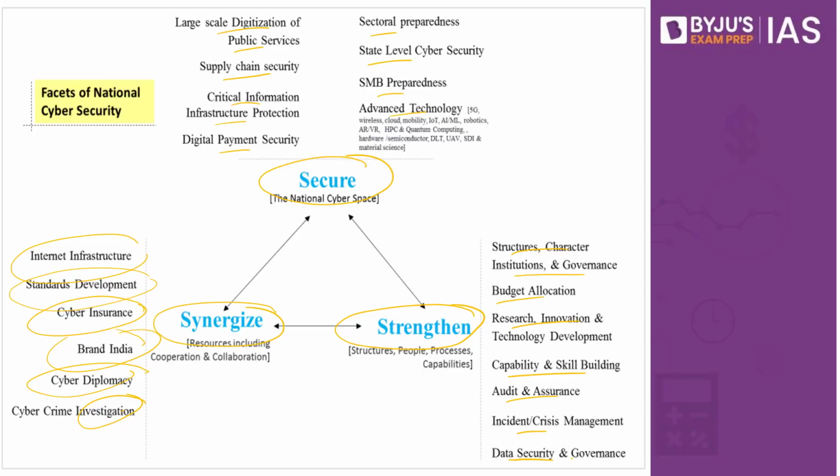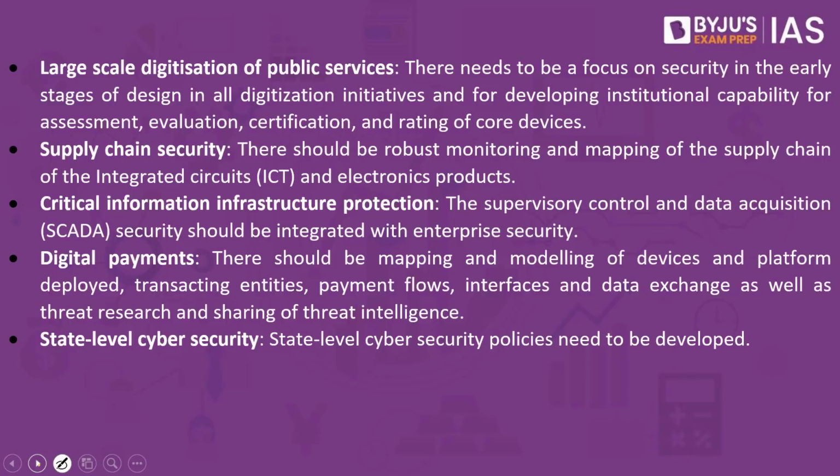So if we are able to ensure that these three principles are followed along with their sub pillars, then what we will have is one of the structures for the cyber security. So if we have to look at the secure principle, it basically looks at large scale digitization of the public services. The government of India and the respective state governments provide a number of public services.